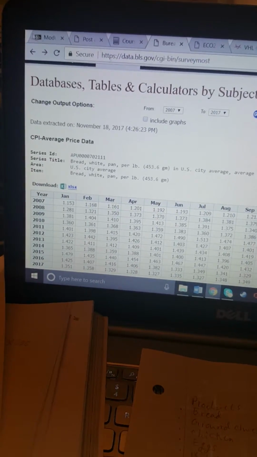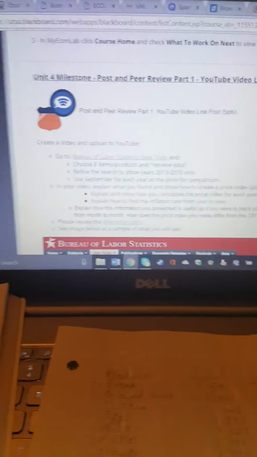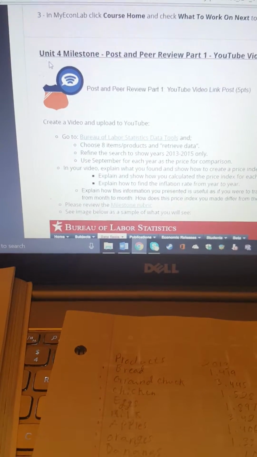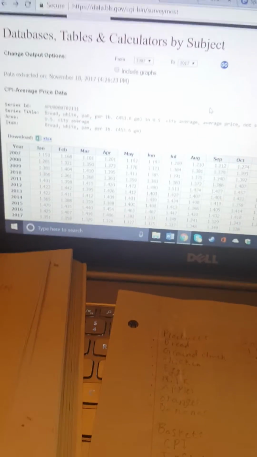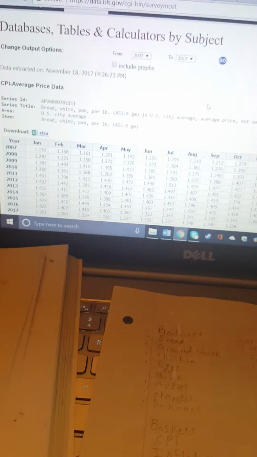So, I used the years from 2013 to 2015 and how I got the information. I went to the Bureau of Labor Statistics data tools. From there, it gave me all the information between those 3 years, and I used the month of September.